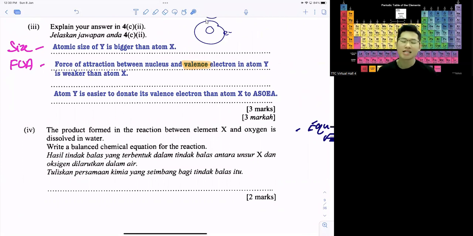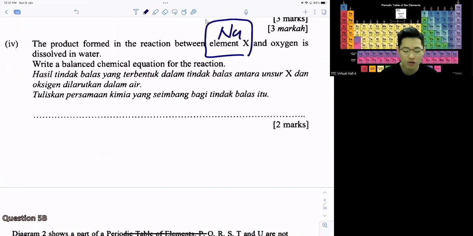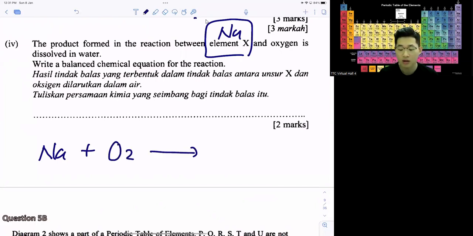Now, it is time to write equation. Write a balanced equation for the reaction. They want the product formed in the reaction between element X with oxygen dissolved in water. So first, I'm going to write an equation between X and oxygen. We know that X is sodium, but when they want me to write equation of X and oxygen, we don't put the Na in, we use back X. But I will always use the Na as a draft to make sure that my equation is correct. So Na plus oxygen. What's the product? Repeated many times.